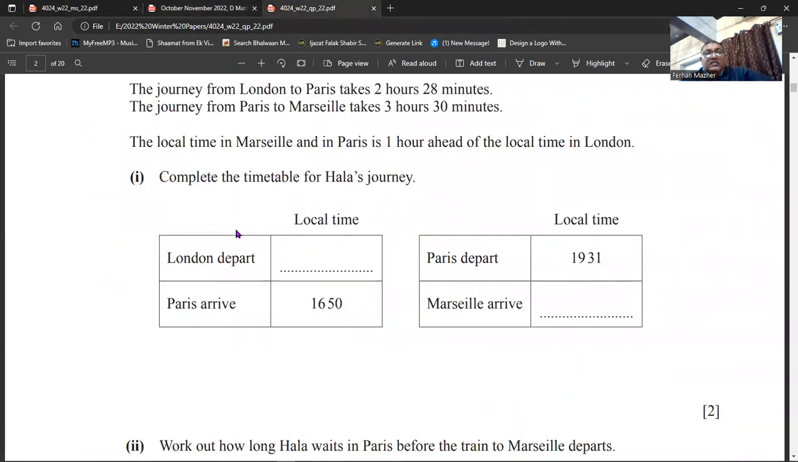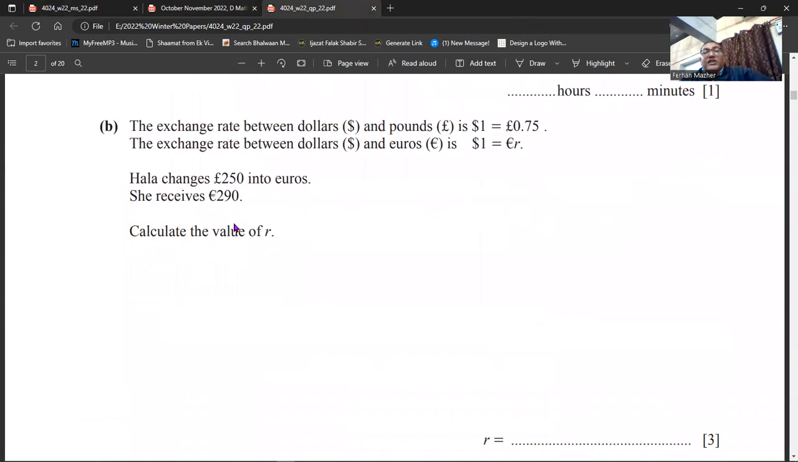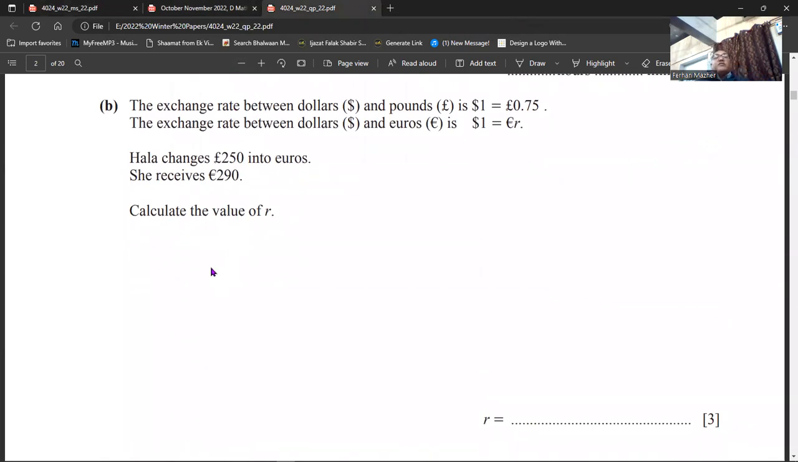This is the solution. Okay, question number 1, part B. They say the exchange rate between dollars and pounds is $1 equals 0.75 pounds. The exchange rate between dollars and euros is $1 equals R euros. Hala changes 250 pounds into euros. She received 290 euros. Calculate the value of R. So remember these numbers.